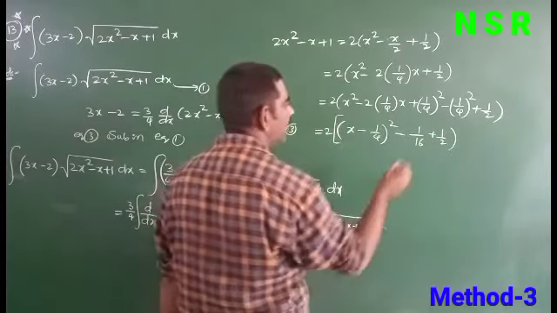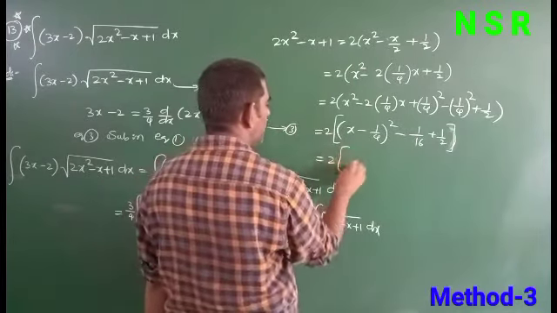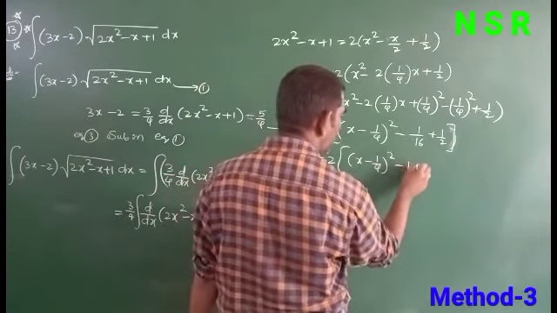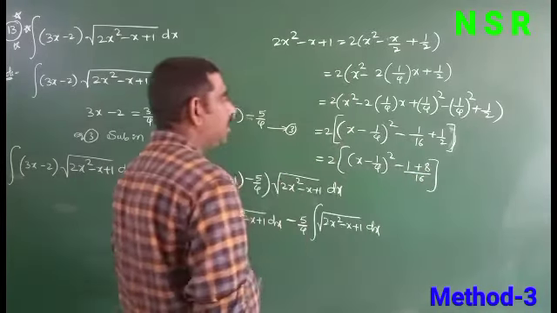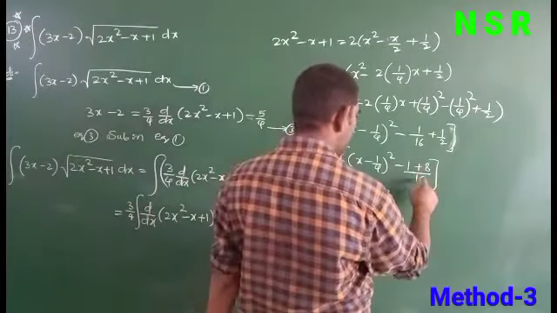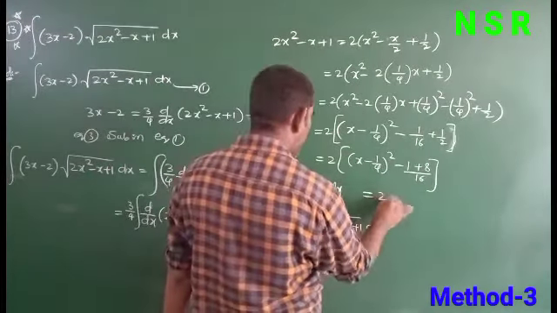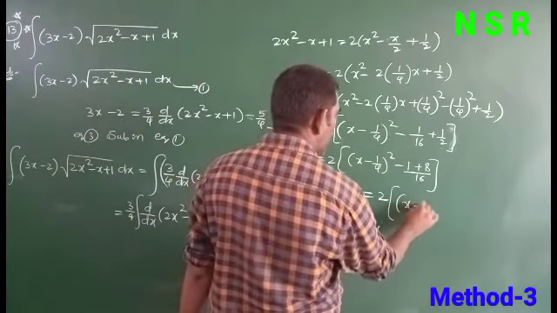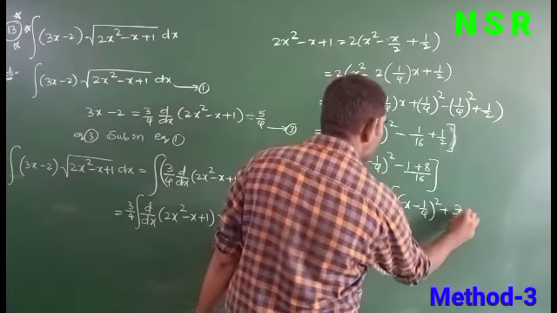So 1 by 16 and 1 by 2, the LCM is 16. So 2 into x minus 1 by 4 whole square, minus 1 plus 8 by 16. Here 2 into 8 is 16, minus 1 plus 8, we get 7. So the value of 2x square minus x plus 1 is 2 into x minus 1 by 4 whole square plus 7 by 16.